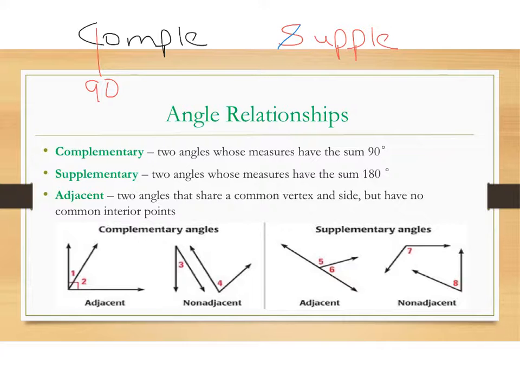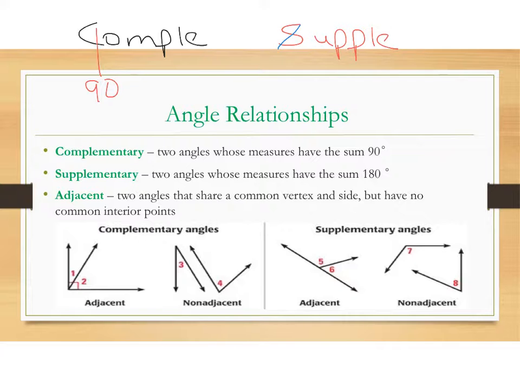The next type of angle pair we're going to talk about is adjacent. Can anyone, not talking math here, tell me the definition of the word adjacent? Next to each other. Okay, so when we're talking about adjacent angles, we're talking about two angles that are next to each other. They're going to share a common vertex and a side, but they're not going to have common interior points. So they'll be next to each other.